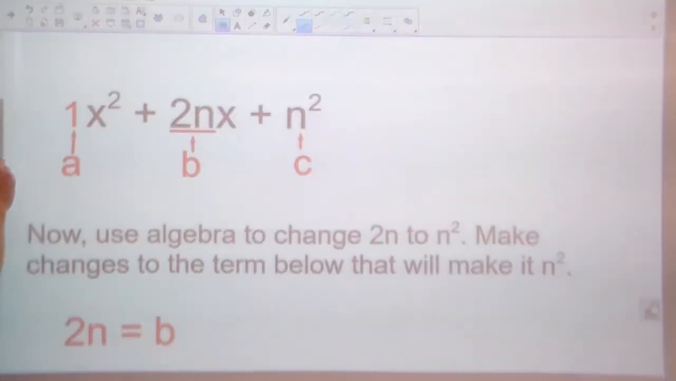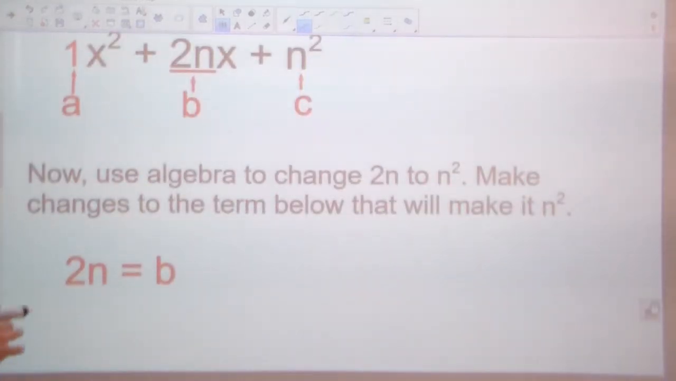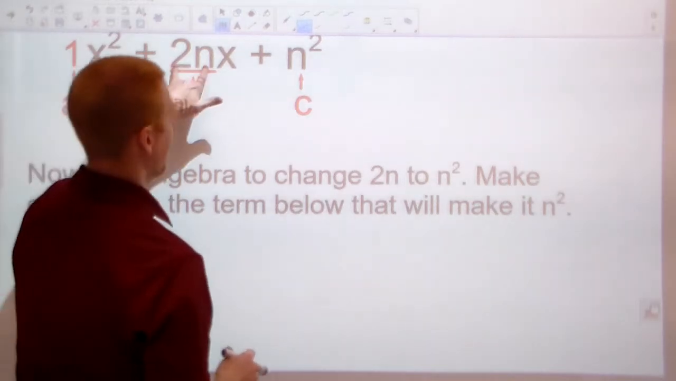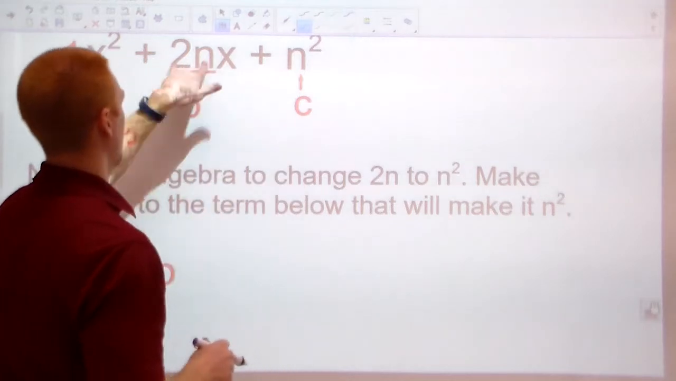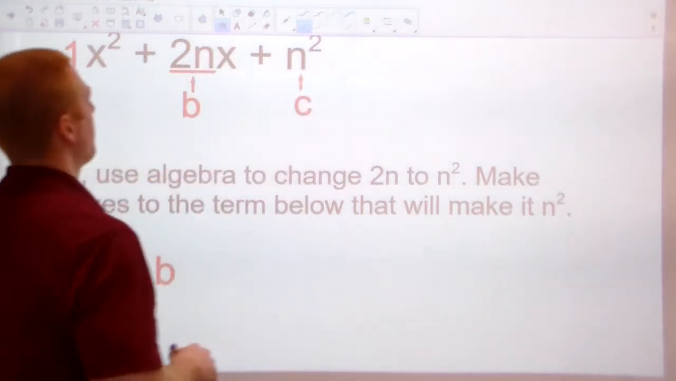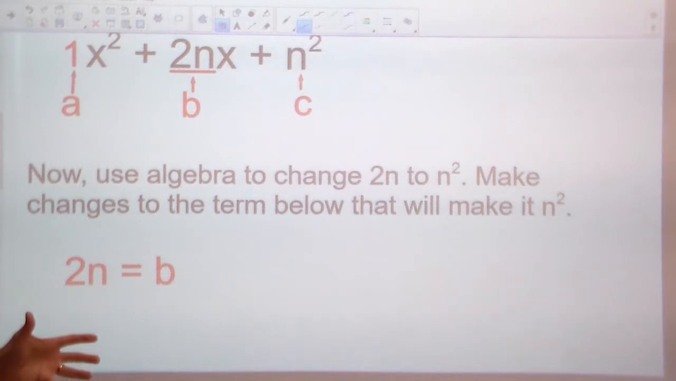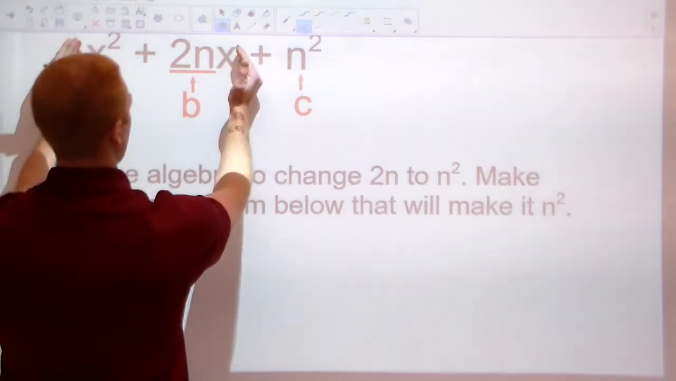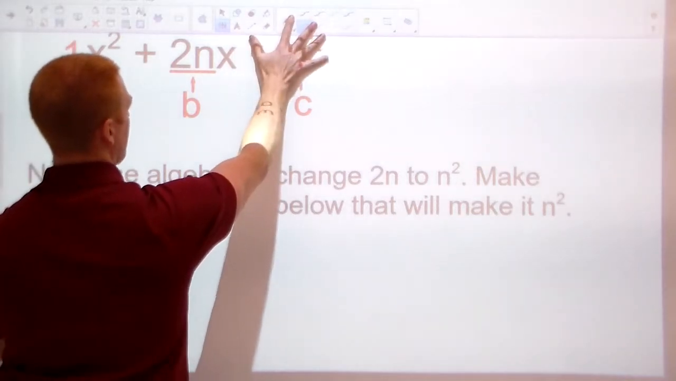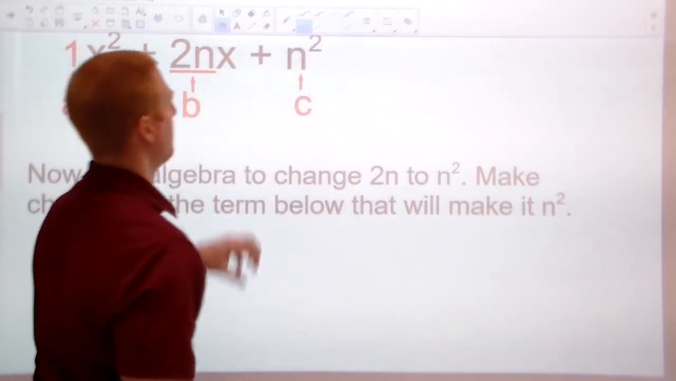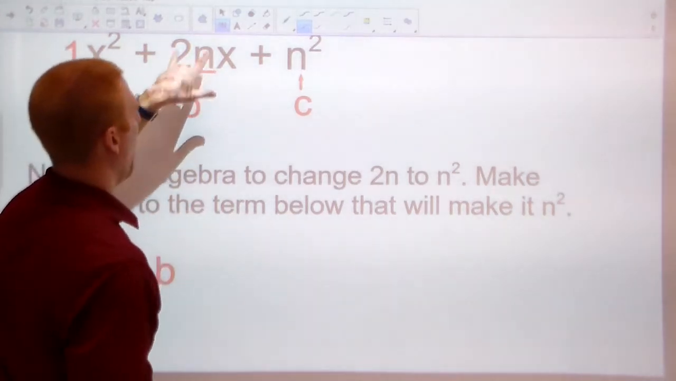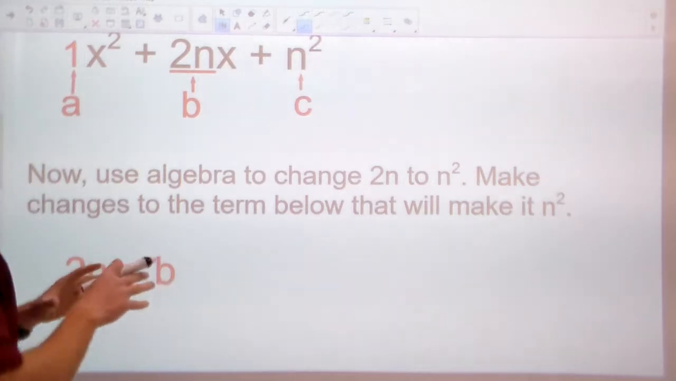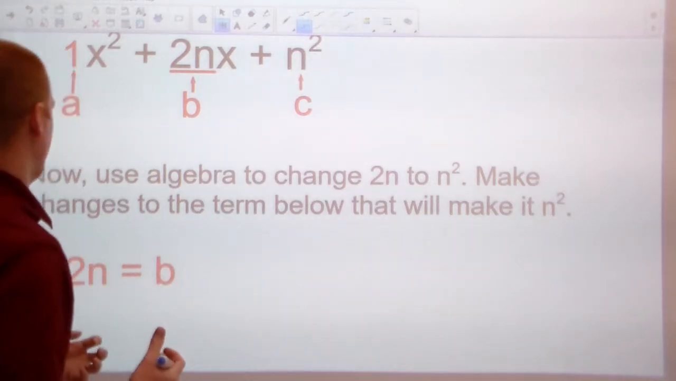Now the next piece of the challenge: use algebra to change that 2n, that b term, into n squared, which is the c term. So we're going to turn this into that. And hopefully you have a sense of where this is going, because when you complete the square, you're starting off with just two terms. This isn't there yet, and you're going to do something to make that up. And we're doing it in a really specific way so that this term always turns into n squared. So that's where we're going to come up with a recipe for how to make that happen.